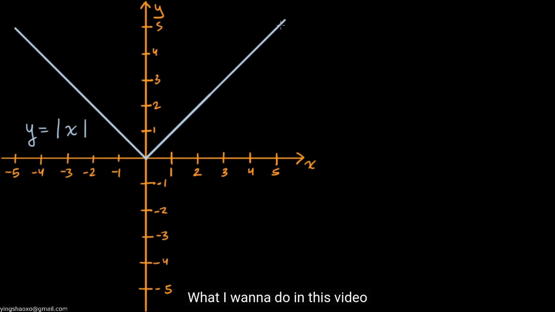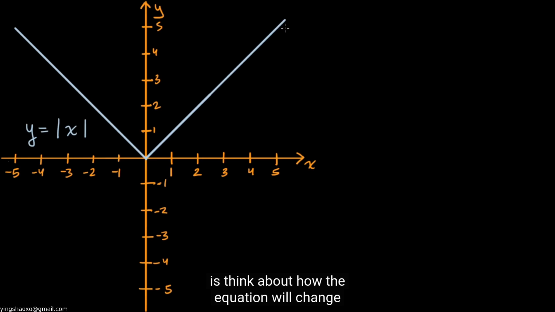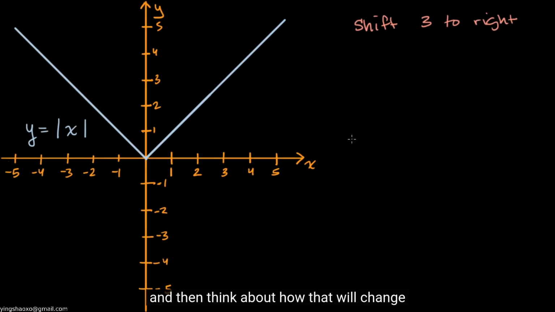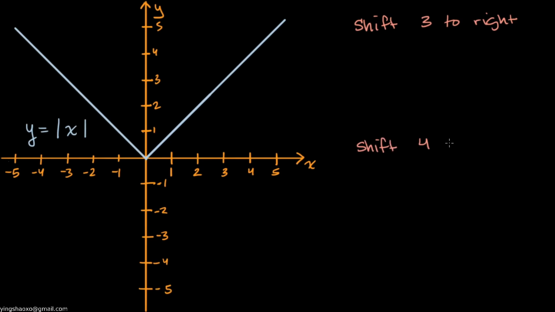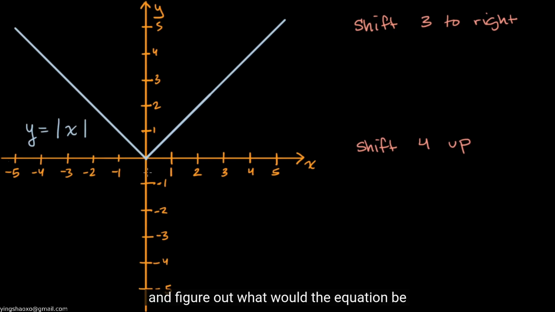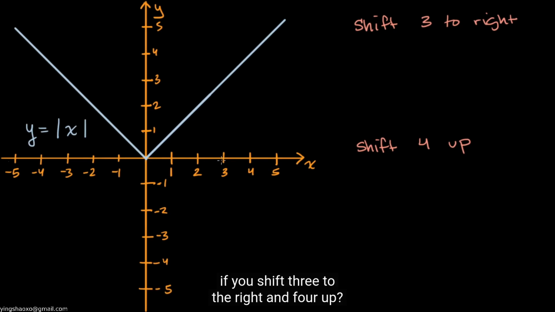What I want to do in this video is think about how the equation will change if we were to shift this graph. In particular, we're going to first think about what would be the equation of this graph if we shift 3 to the right, and then think about how that will change if not only do we shift 3 to the right, but we also shift 4 up. Once again, pause this video like we always say and figure out what would the equation be if you shift 3 to the right and 4 up.